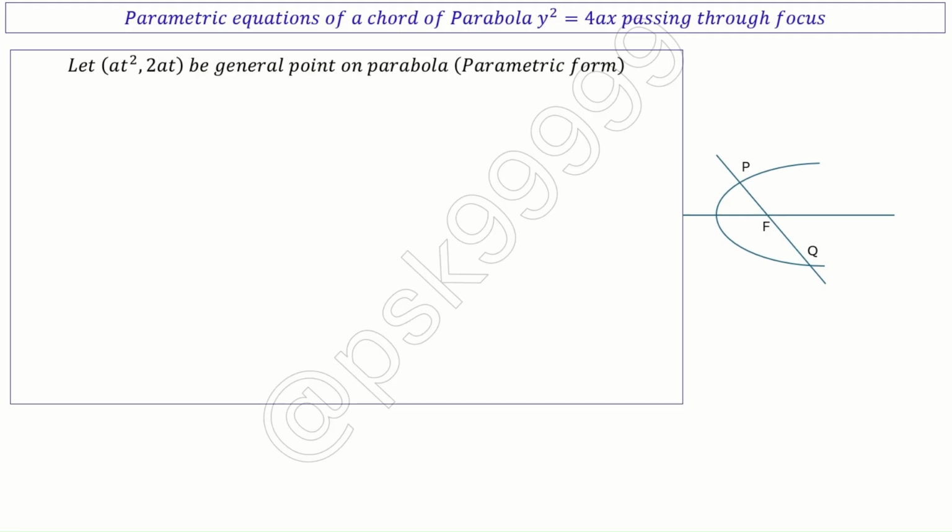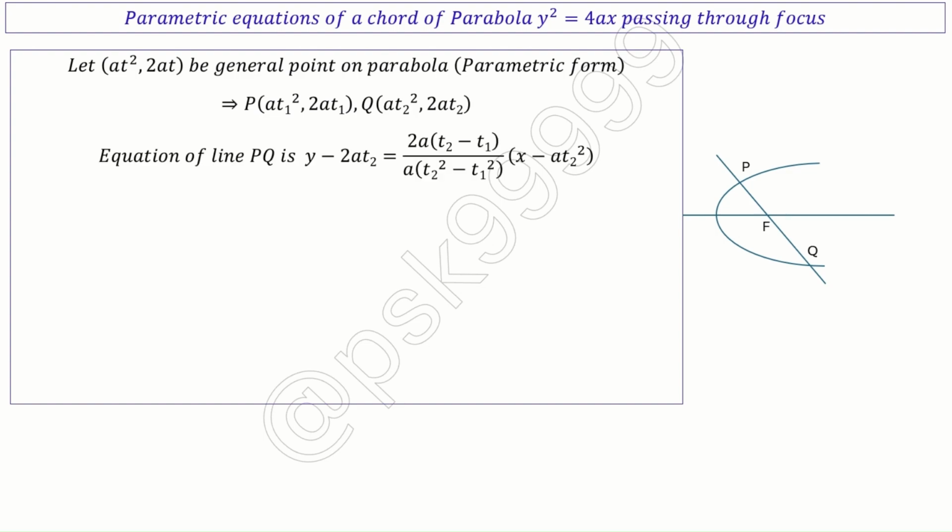Let (at square, 2at) be the general point on the parabola. Because my parabola is y square equal to 4ax, I have to take x in such a way that I should get a square, right? So I took at square as my x, then I'll get y as 2at, correct? That's why I took (at square, 2at). This is the general point on the parabola. Then P and Q will be (at1 square, 2at1) and (at2 square, 2at2).